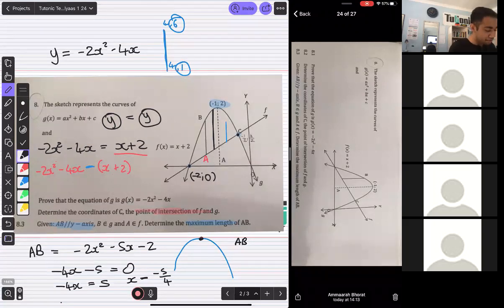If you sub in minus 5/4 into this function, what do we get? Minus 2 times minus 5/4 squared minus 5 times 5/4 minus 2. We get an answer of 9/8, which is 1.125. 1.125, or 9/8. But does everybody understand the thinking?